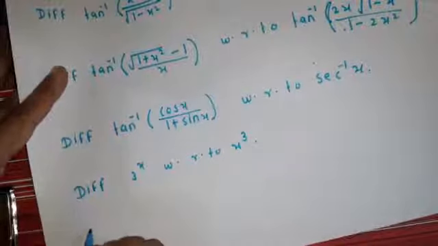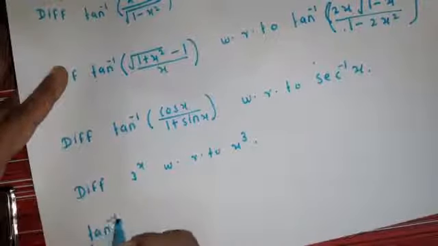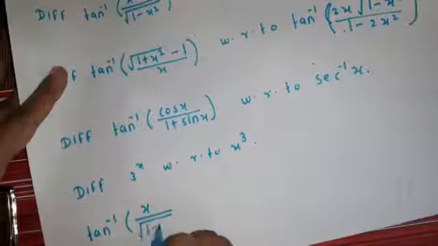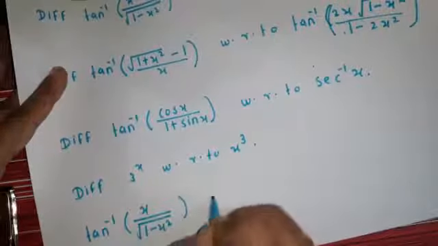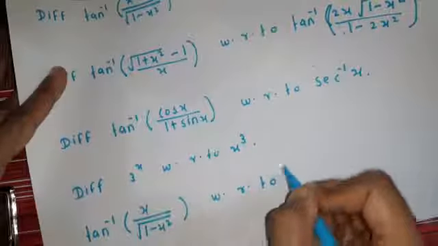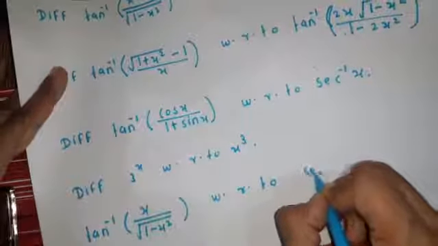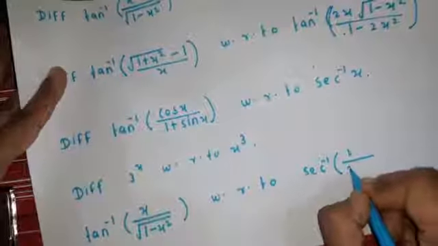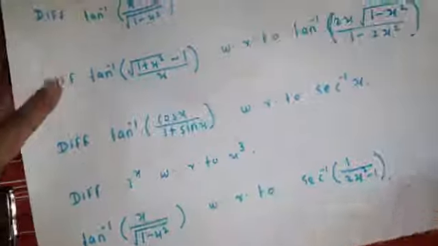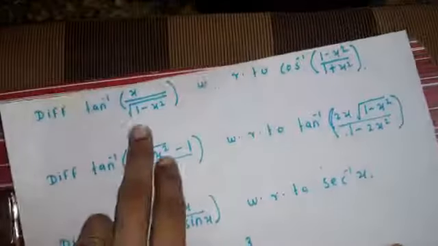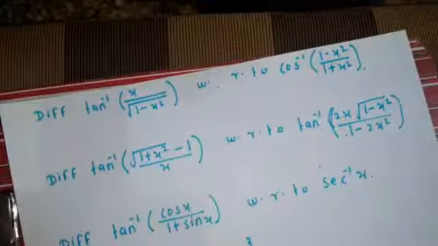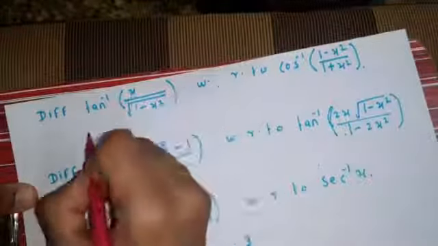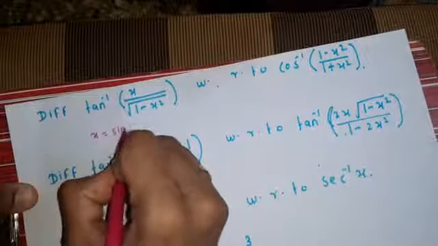Again take one more problem, that is, differentiate tan inverse of x upon square root of 1 minus x square with respect to sec inverse of 1 upon 2x square minus 1. Okay students, to solve this problem, what is the substitution? Suppose we put here x equal to sin theta.